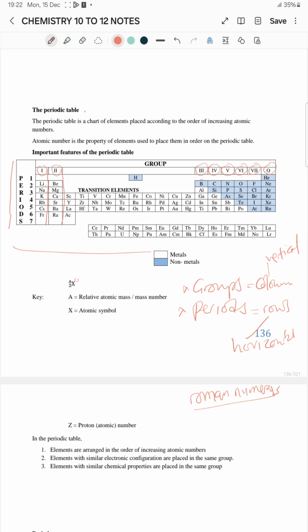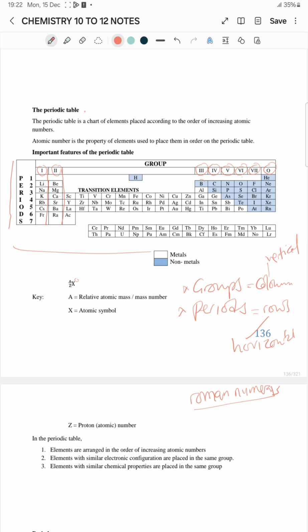Go through it, research on it, master some of the elements that are there. But the beauty part of the periodic table is that you are given it in the exam. It is there at the back of the paper. You are given. But that does not give you the mandate to say, no, I should not master some because it is there.